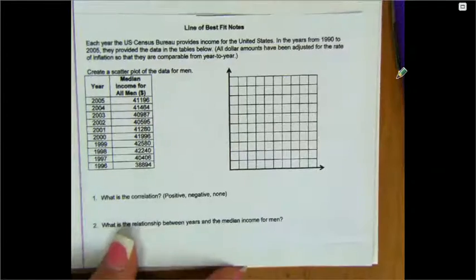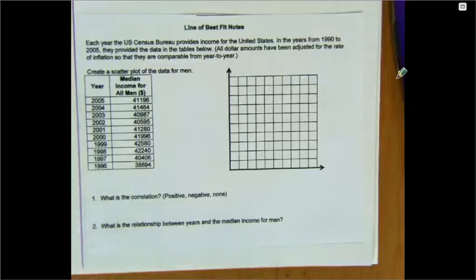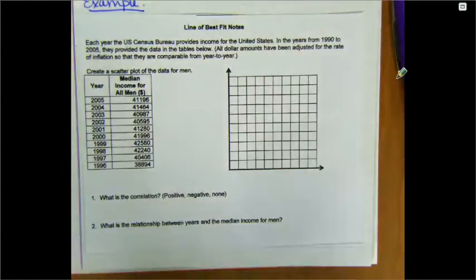All right, we're going to do this example line of best fit. I will read it. It says, each year the U.S. Census Bureau provides income for the United States. In the years from 1990 to 2005, they provided the data in the table below. All dollar amounts have been adjusted for the rate of inflation, so they are comparable from year to year.